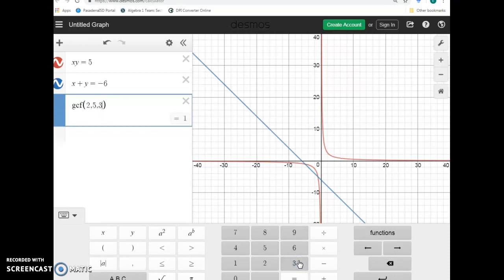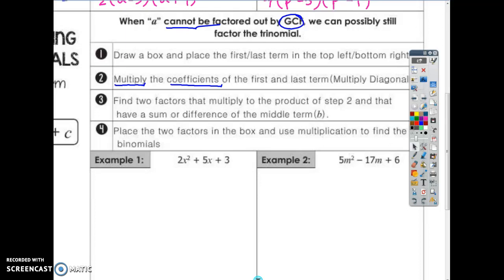There is nothing I can take out because my greatest common factor is a 1. Okay? So if I can't take anything out, that means my 2 is going to stay there, and I don't like that. So what we're going to do is multiply the first one and the last one. So what's 2 times 3?